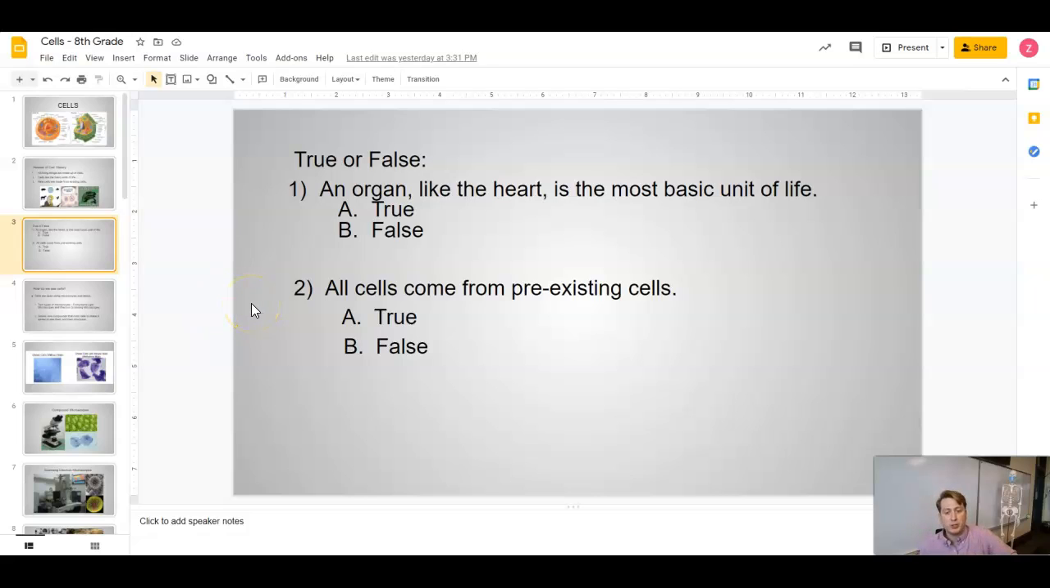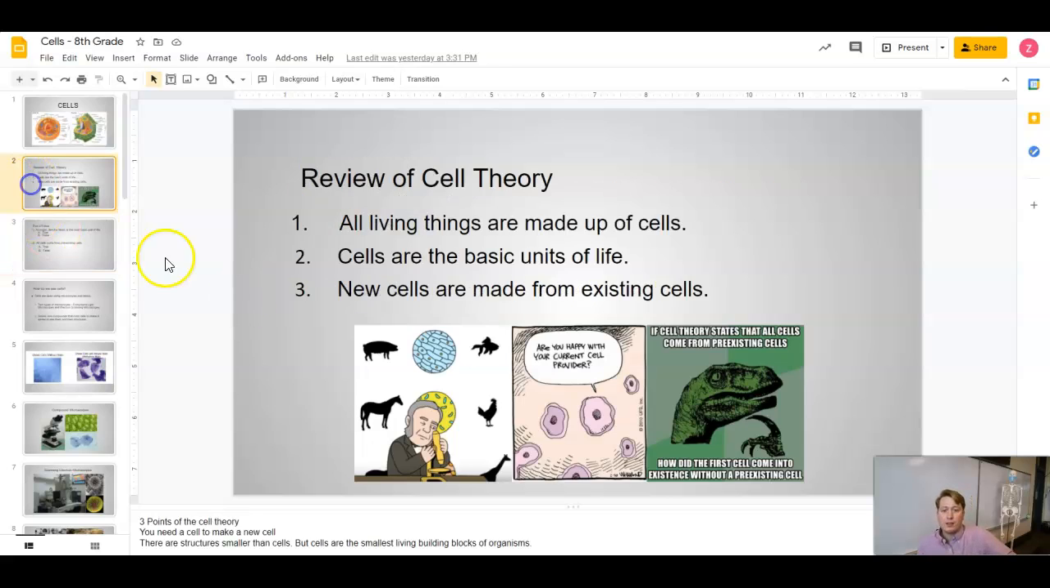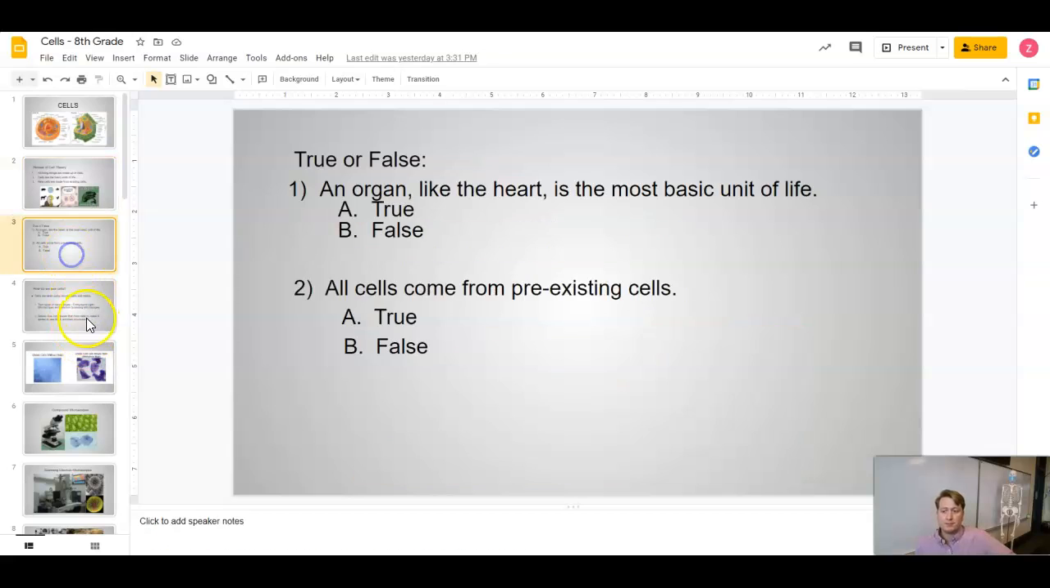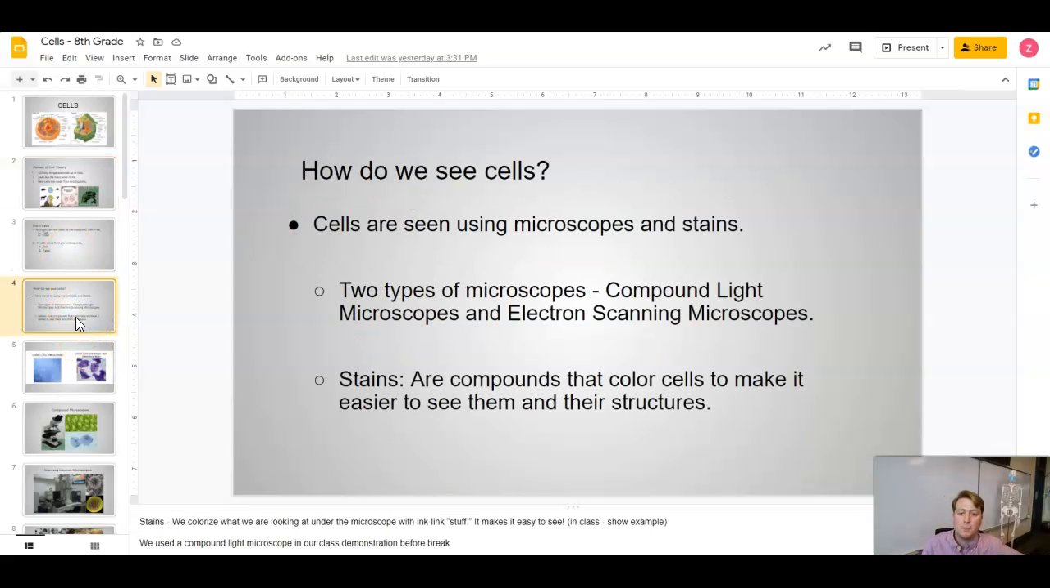Now for question number 2. Let's answer true or false. All cells come from pre-existing cells. And yes, the answer is true. Part 3 of the cell theory is that all cells are made from pre-existing cells. Let's move on to slide 4.